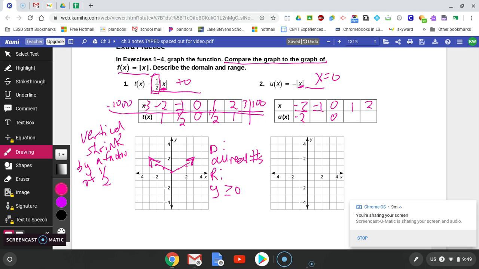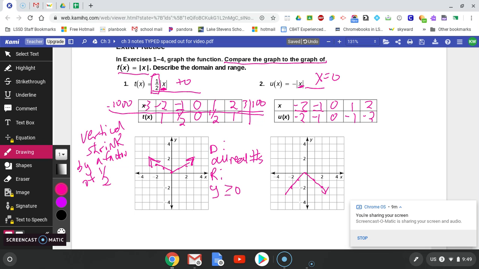When I plug in a -1, the absolute value of -1 is 1, and then the opposite of that would be a -1. When I plug in a 1, the absolute value of 1 is 1, and then the opposite of it would be -1. When I plug in a 2, the absolute value of 2 is 2. The opposite of 2 is -2. So then I can graph these points. What do you notice about this graph?